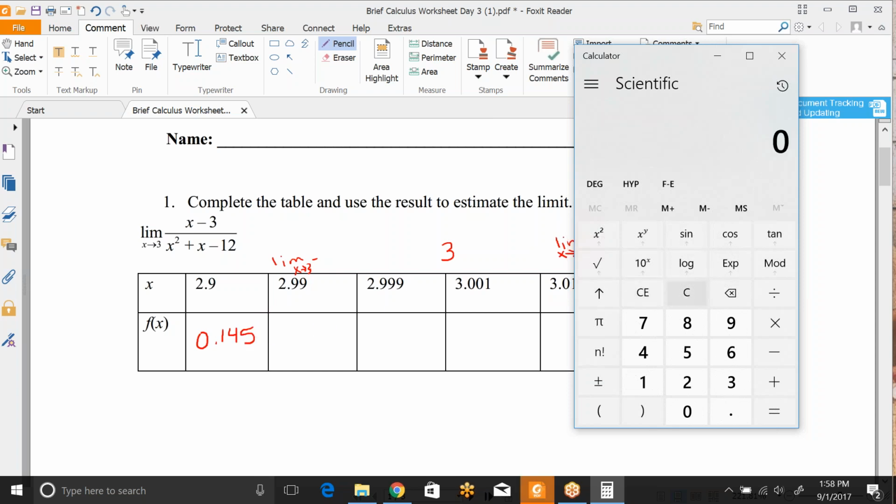Okay, so let's do 2.99. So 2.99 minus 3, that's our top value, divided by parentheses, 2.99 squared, and then plus 2.99, and then minus 12. Close the parentheses. That's 0.143.